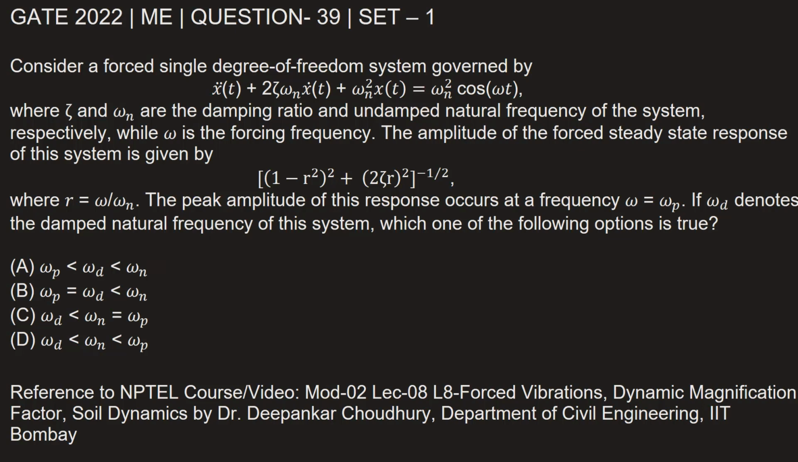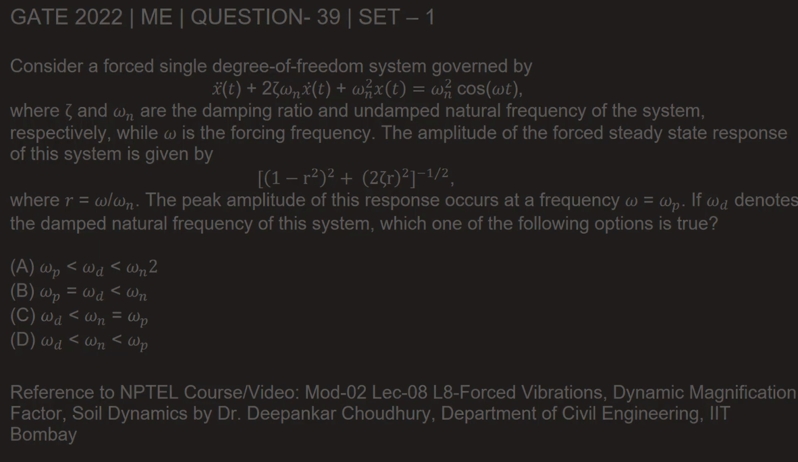is the forcing frequency. The amplitude of the forced steady state response of this system is given by [(1 minus r square) whole square plus (2 zeta r) square] raised to minus 1 by 2, where r is nothing but omega by omega n. The peak amplitude of this response occurs at a frequency omega equal to omega p. If omega d denotes the damped natural frequency of this system, which one of the following options is true?